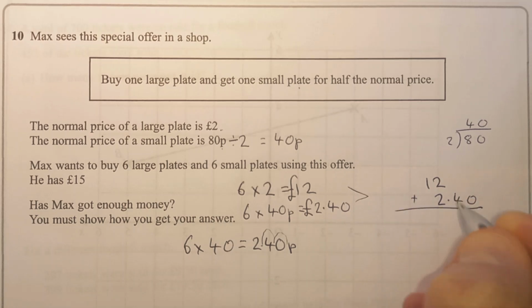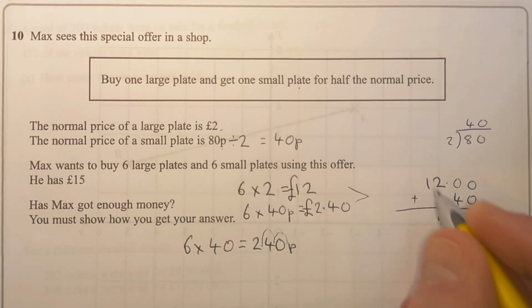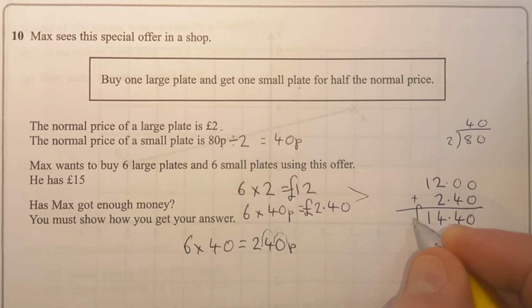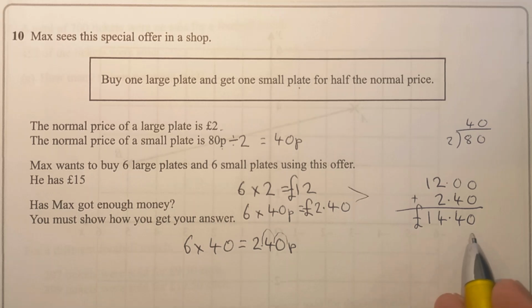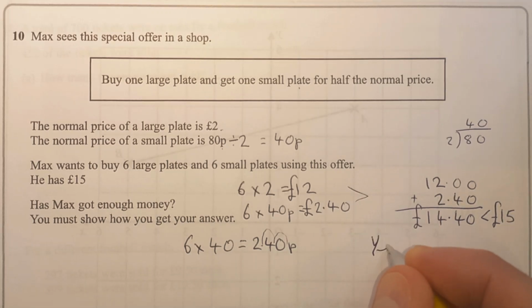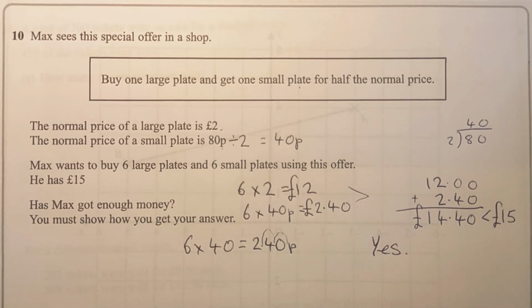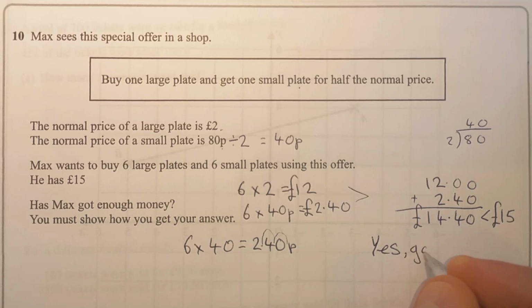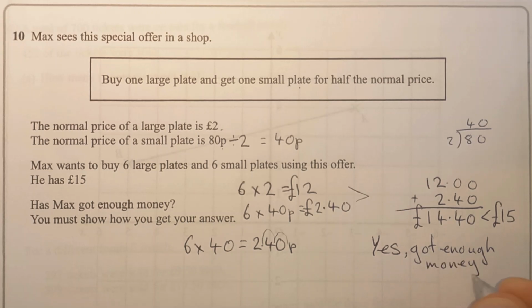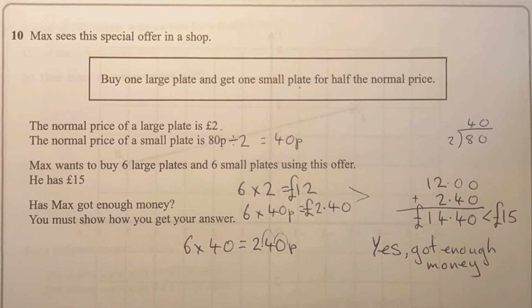Okay. So if we want the total of these, we're going to have 12 plus £2.40, and I'm going to put some zeros in here so we've got something to add together. So 0 plus 0 is 0, 0 plus 4 is 4, decimal point, 2 plus 2 is 4, 1 plus nothing is 1. So we've got a total cost of £14.40. That is less than £15. So has Max got enough money? Yes, he's got enough money. And there's a 4-mark question there.